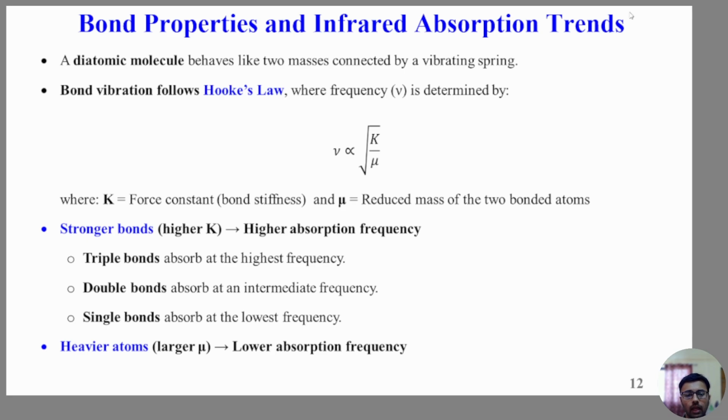For example, a carbon-hydrogen bond involves a very light hydrogen atom. Because hydrogen is so light, carbon-hydrogen vibrations occur at frequencies typically near 3000 centimeter inverse. But if hydrogen is replaced by a heavier atom such as chlorine or bromine, the vibration slows down. As a result, carbon-chlorine and carbon-bromine bonds appear at much lower wave numbers.